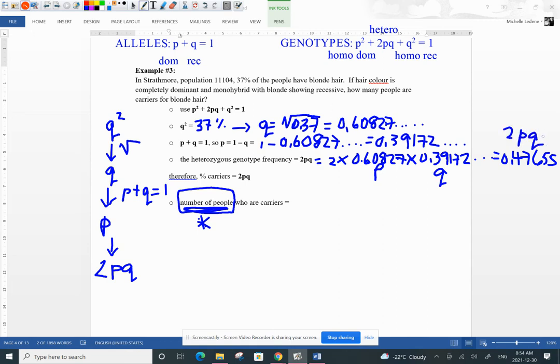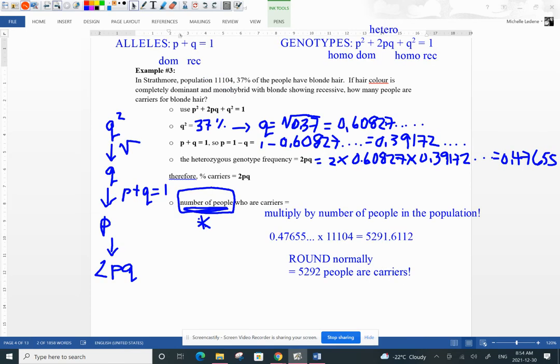Now, here's what's different. They're actually looking for the number of people, okay? And that's why we've been given a population at the beginning. Normally we would just say it's 0.477 or 47.7% of the population, but this is a little bit different because now we are asking for the number of people. So we have to use the people in the population, 11,104, and multiply our probability by that. And so when we do that, we get 5291.6.